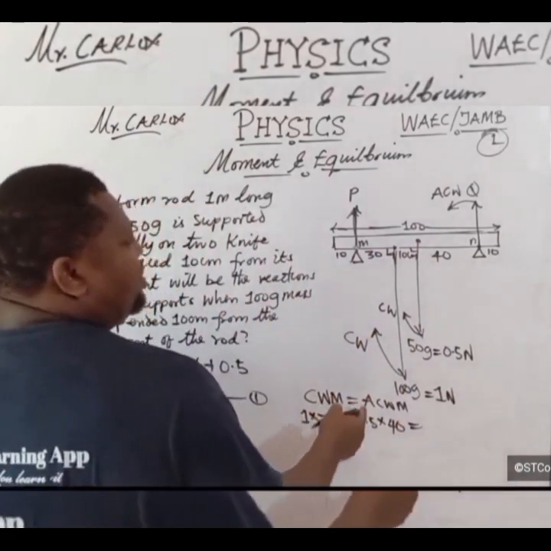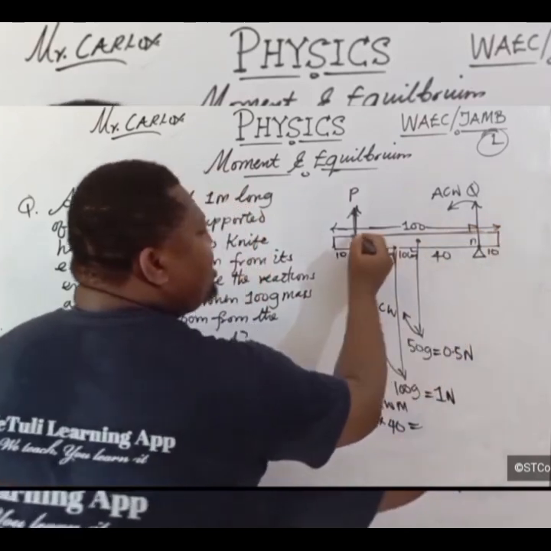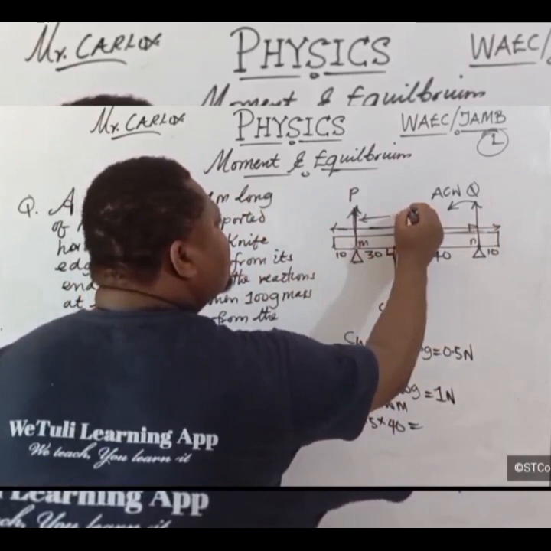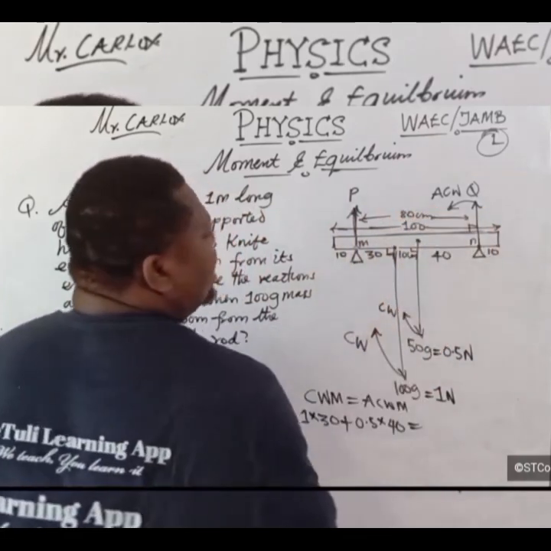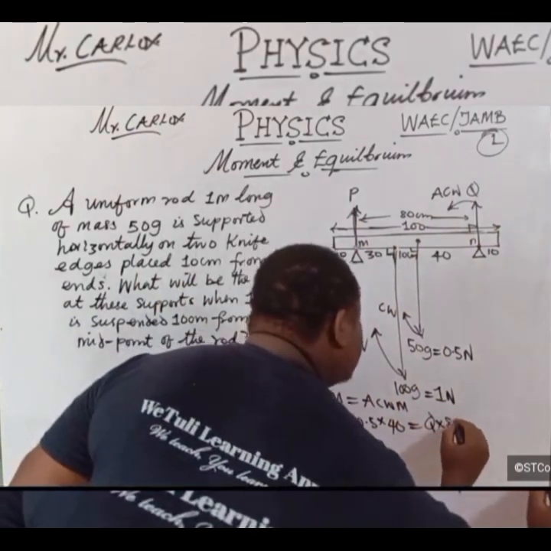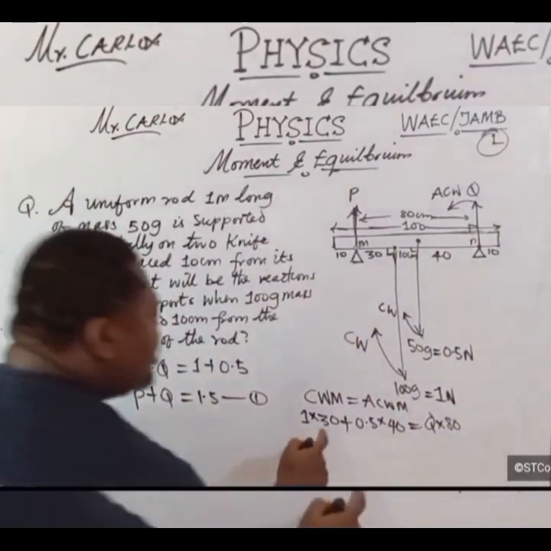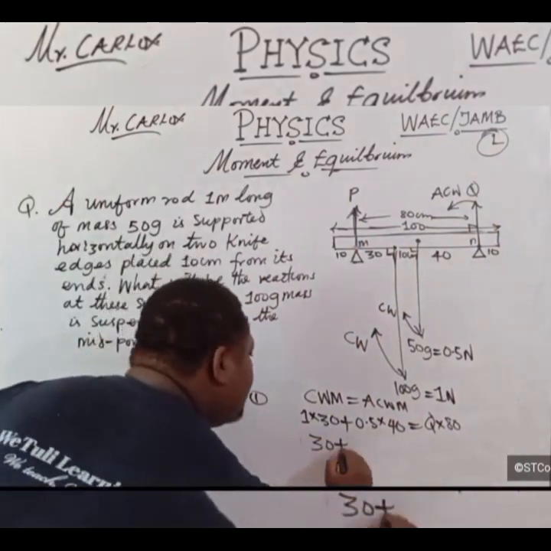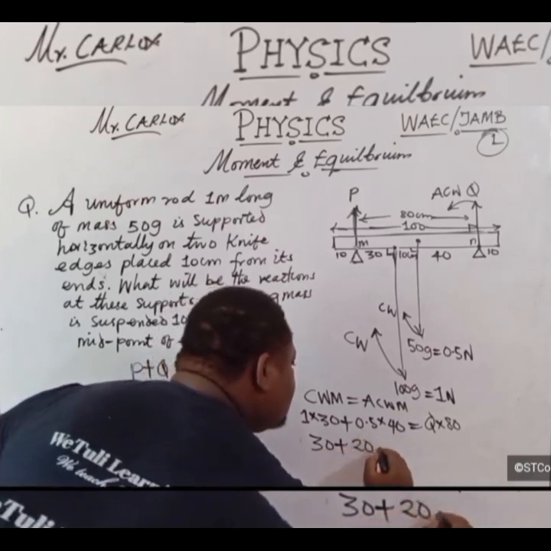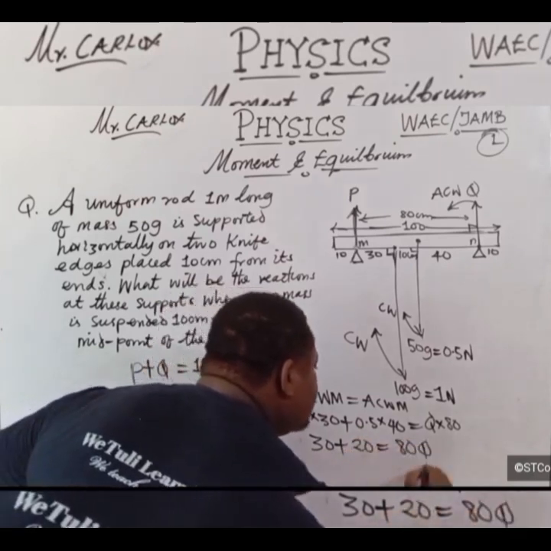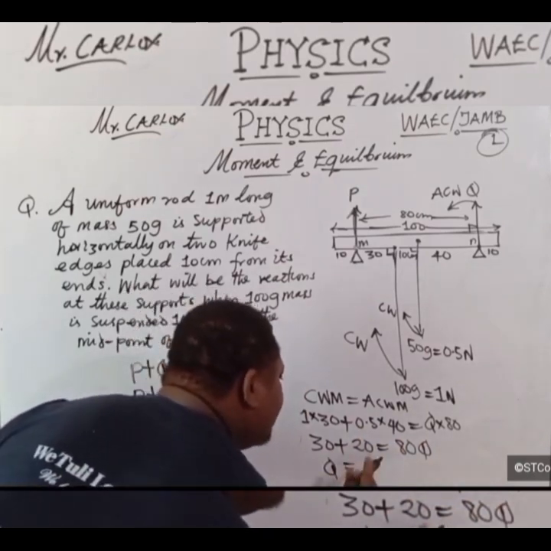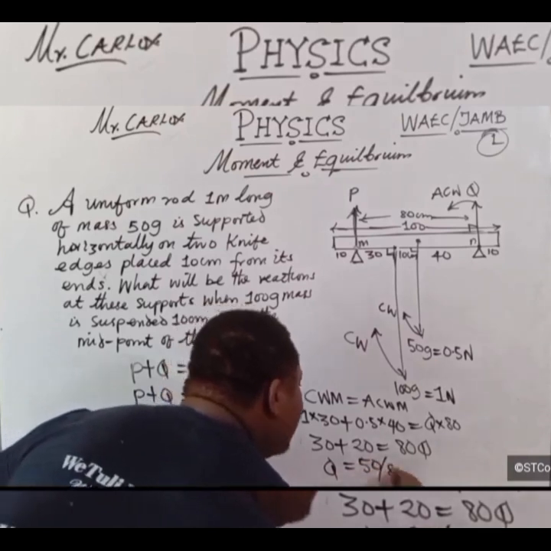This is equal to the anti-clockwise moment. From here to here is 80, because here is 10, here is 10, so you have 80 centimeters. So now I have Q times 80. Going down, 30 plus 20 is equal to 80Q. It means that my Q will be 50 over 80.